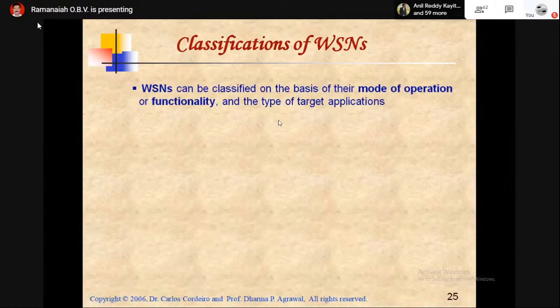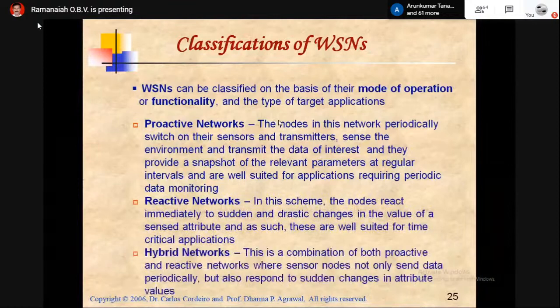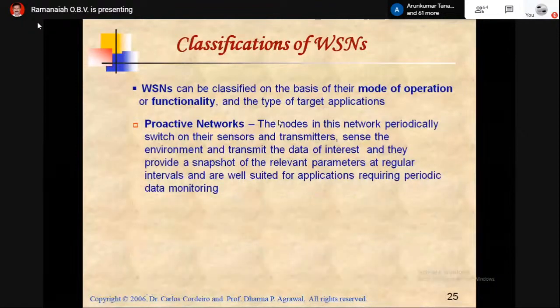Yeah. So then we'll switch to classification of the sensor networks. Similar to our classification of routing algorithms for MANETs, there are three types of networks, right? Proactive networks, reactive networks, hybrid networks. What is a proactive network?